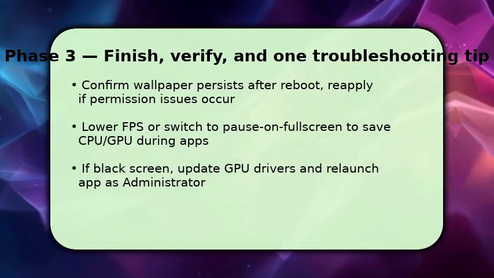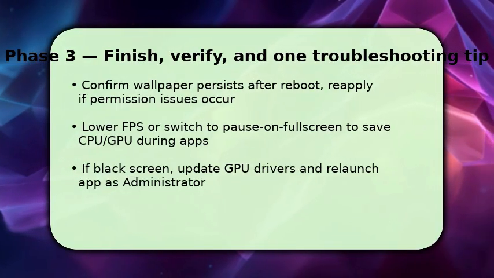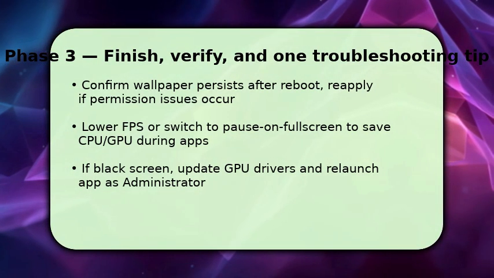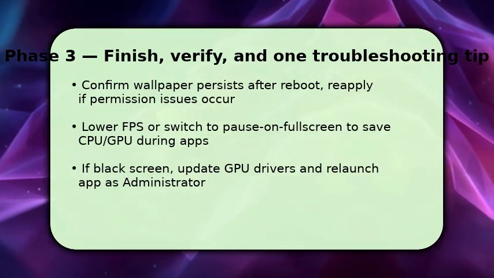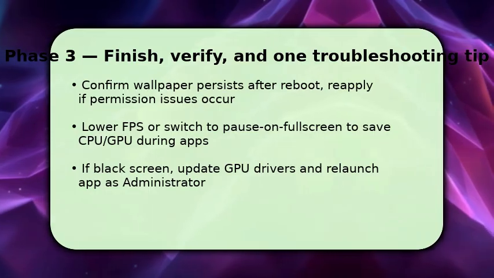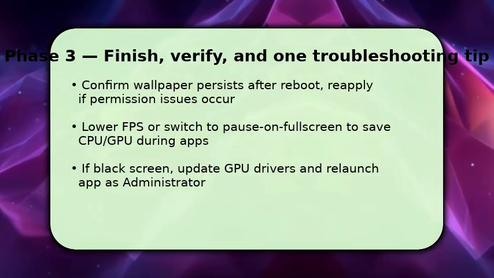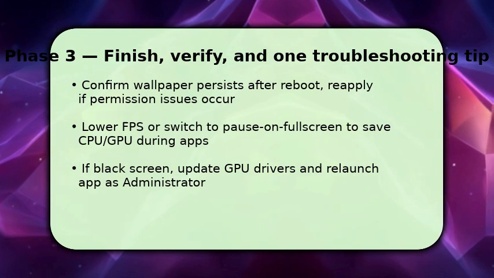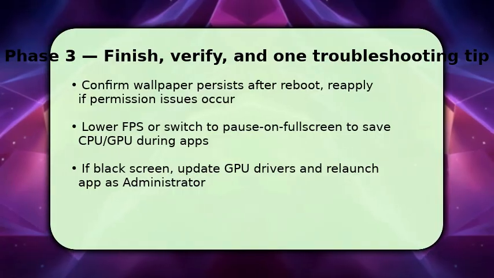If you need better performance, lower the FPS or enable pause on full screen so games and full screen apps get full resources. If you encounter a black screen or choppy motion, update your GPU drivers and relaunch the app. Make sure Windows Power Plan is not limiting performance. One quick troubleshooting tip: run the engine as administrator to resolve most permission-related failures.